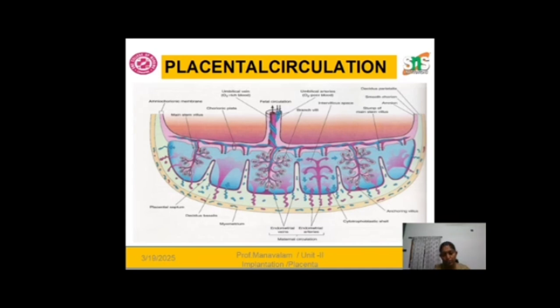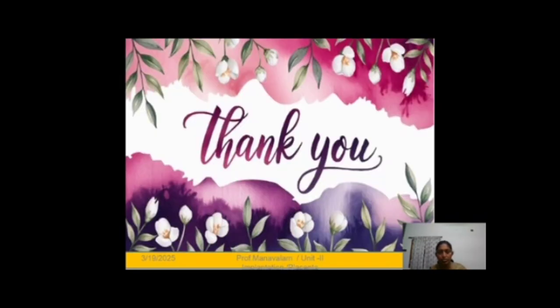From the intervillous space, the deoxygenated blood and waste material are collected by the endometrial veins and enter the maternal circulation for oxygenation. This is how placental circulation happens. That's all about placental development and circulation. Thank you.